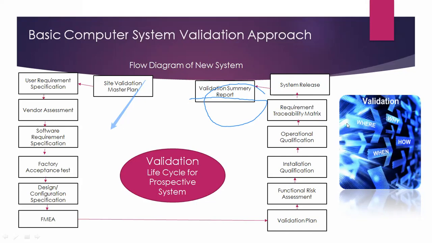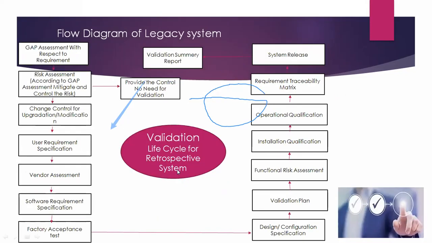The same approach applies to retrospective validation. But what is the difference between prospective and retrospective? First, this is a legacy system. The first thing is the gap assessment process, where you identify the gaps, and according to the gaps you find out a risk assessment approach. And then if any controls are available, there is no change control and no validation activity required.